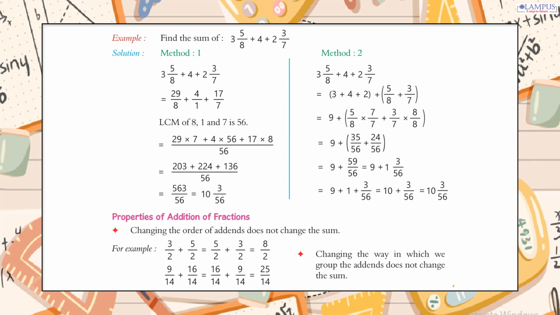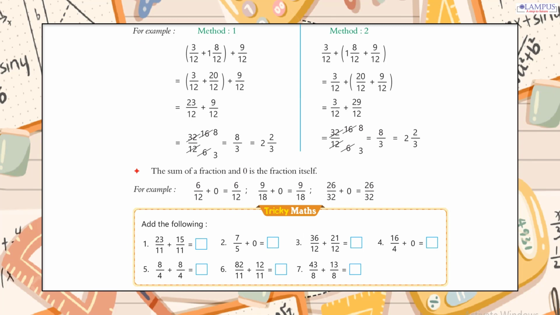Properties of addition of fractions. Changing the order of addends does not change the sum. For example, 3 by 2 plus 5 by 2 equals 5 by 2 plus 3 by 2 equals 8 by 2. 9 by 14 plus 16 by 14 equals 16 by 14 plus 9 by 14 equals 25 by 14. Changing the way in which we group the addends does not change the sum.